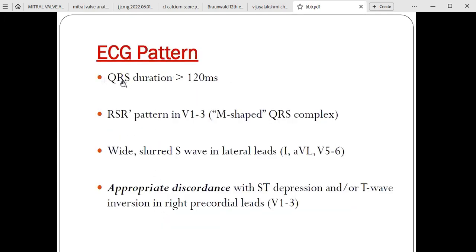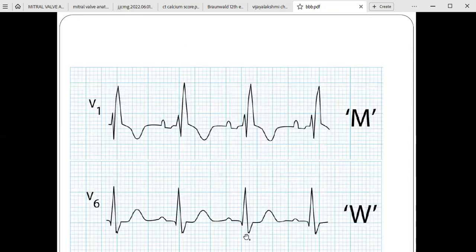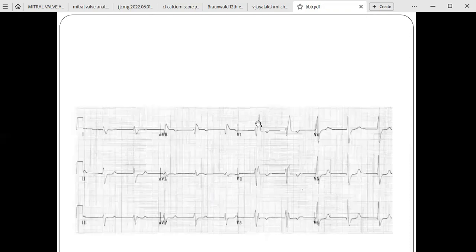The ECG changes are that the QRS duration will be more than 120 milliseconds, because the right ventricle is depolarizing a little later. So the duration of the QRS will increase. The RSR pattern in V1 to V3 is called an M-shaped QRS. There are slightly opposite changes in the opposite leads, V5 and V6, where there will be a slurred S wave. You can see here the slurring of the S wave in the V5, V6 leads.